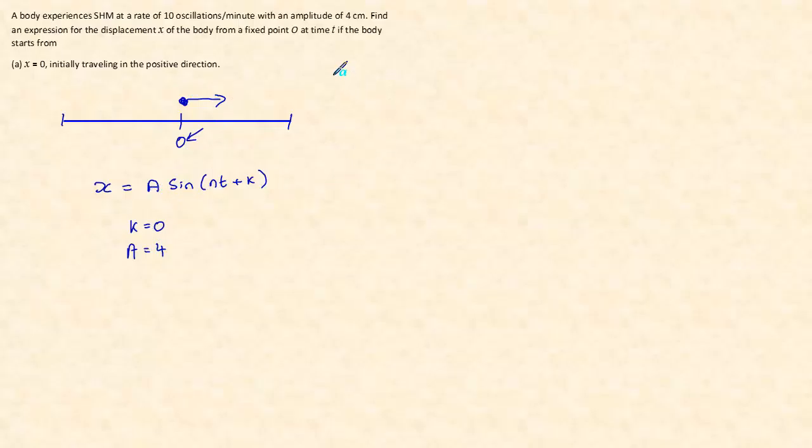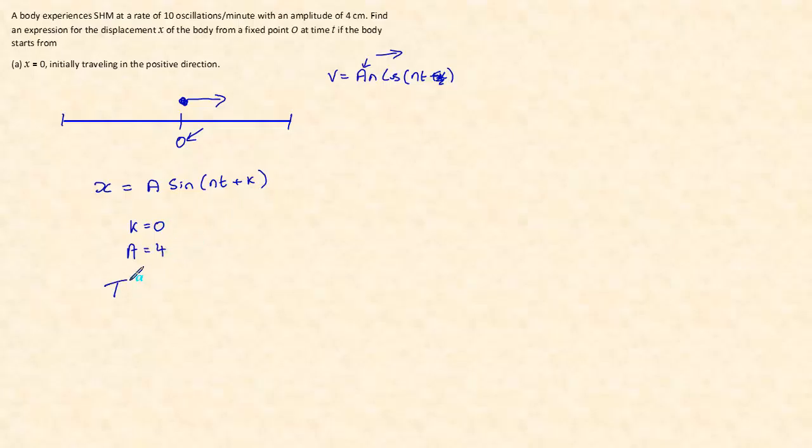And if we think about v here, v would be an cos nt plus k. So if t is 0, then remember the k is 0, we've already worked that out. If t is 0, cos is 1, and therefore if a is positive it will be travelling in the positive direction. So we know it's 4 and not negative 4. So we've found k, we've found a.